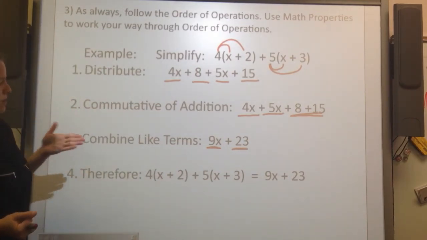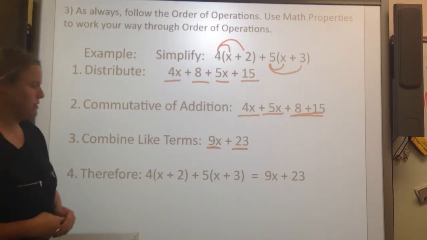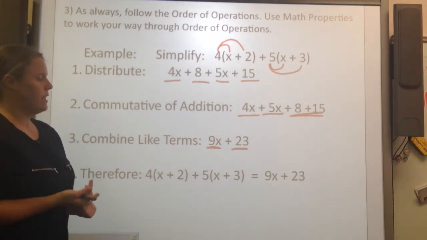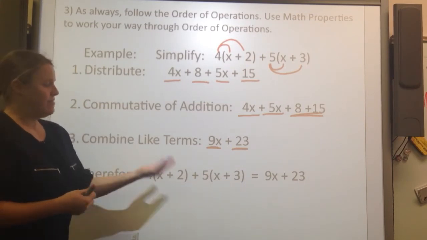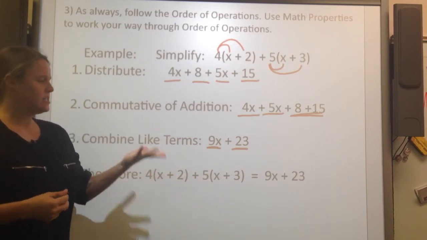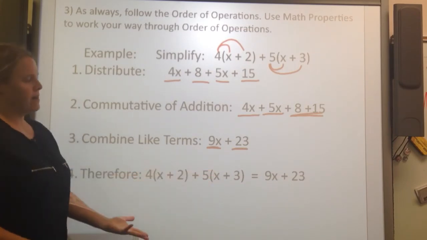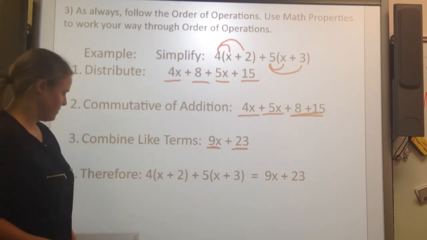Finally, 4 times the quantity of x plus 2, plus 5 times the quantity of x plus 3 equals 9x plus 23. At this point, you're done until I tell you the value of x. Then you can keep working some more. But right now, done.